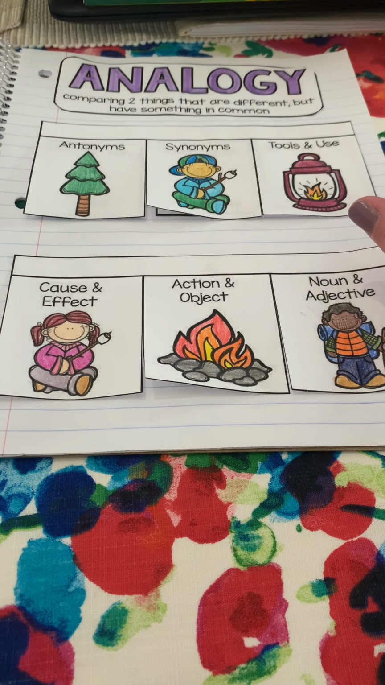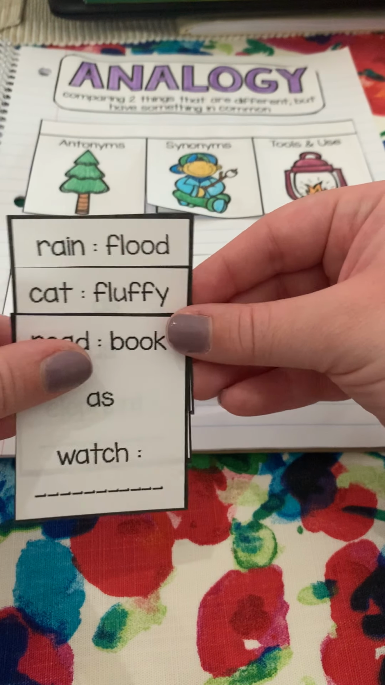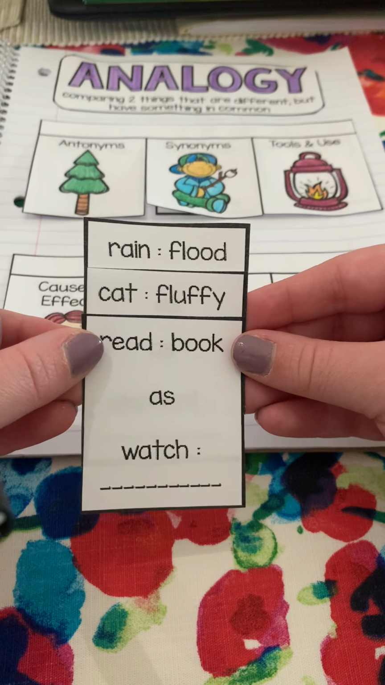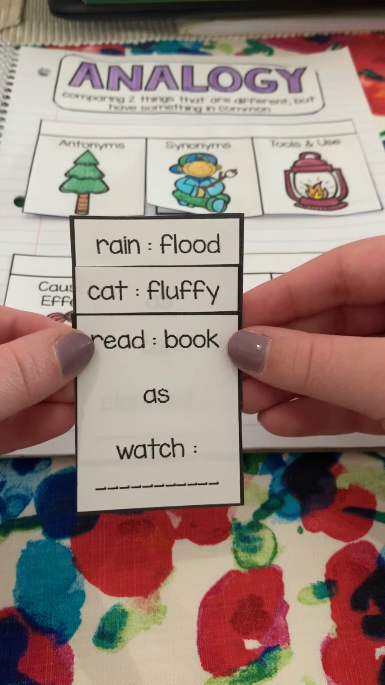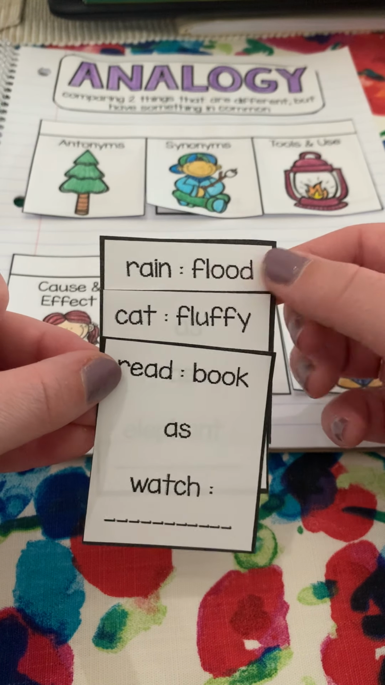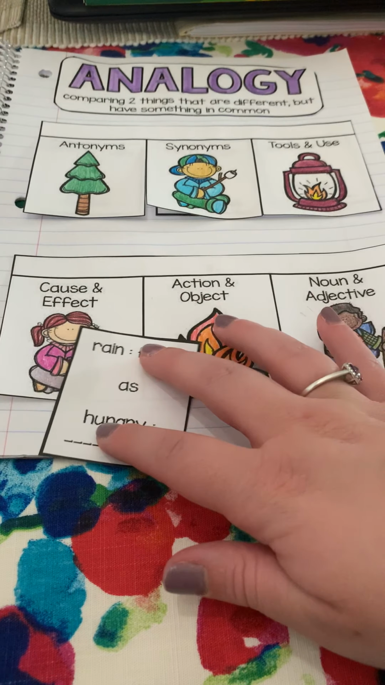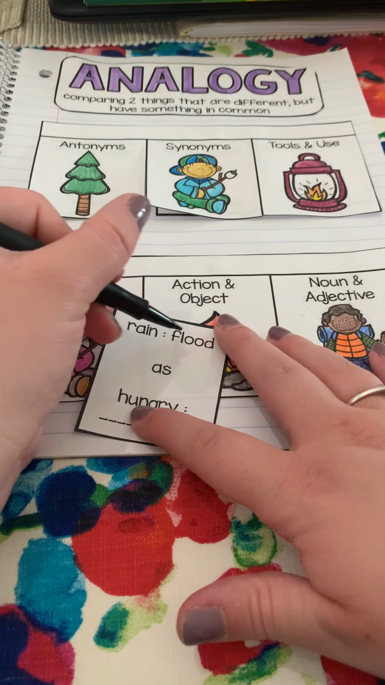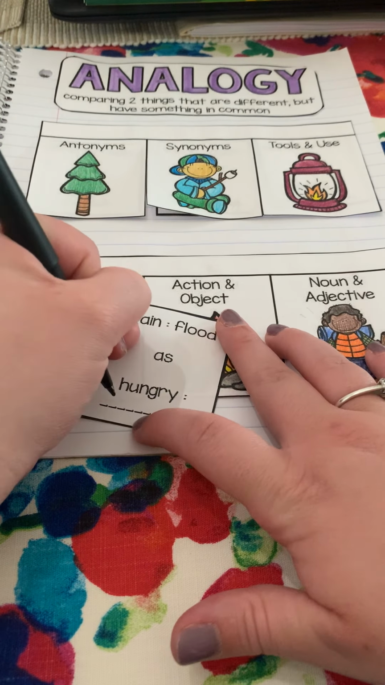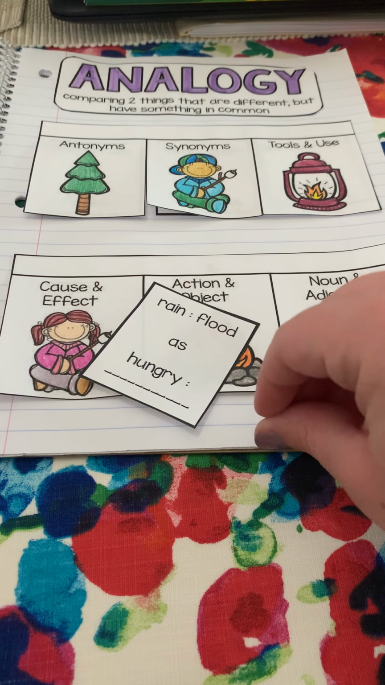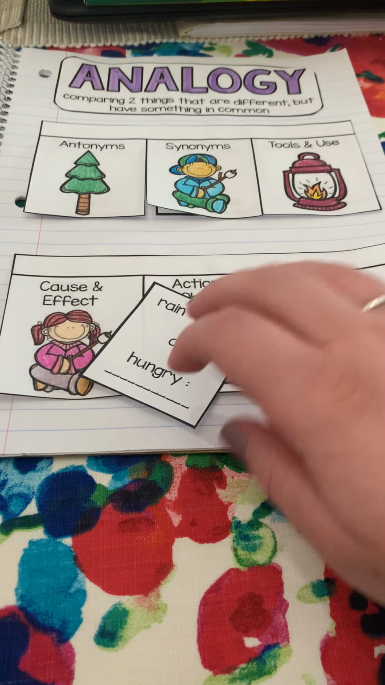Then we have cause and effect. So which one of these causes something else to happen? Rain can cause a flood. It doesn't always cause a flood, but that would be a cause and effect. So rain is to flood, as hungry is to what? What happens when you're hungry? What's the effect?